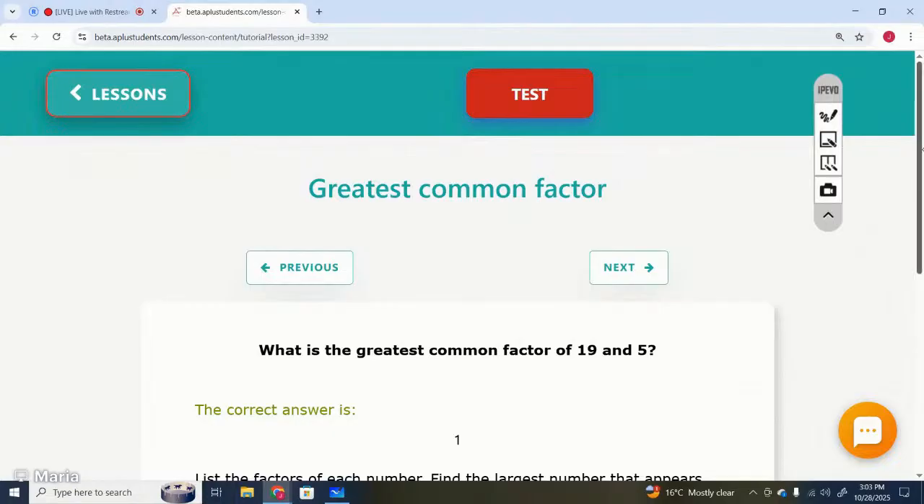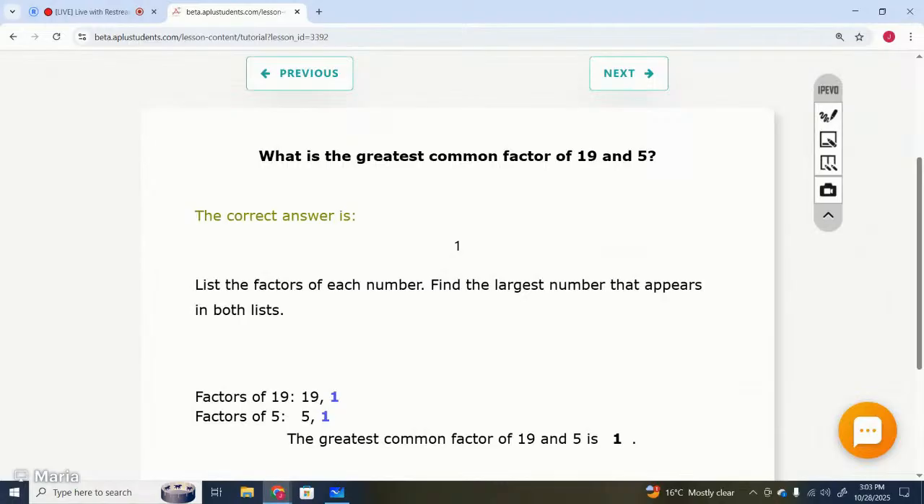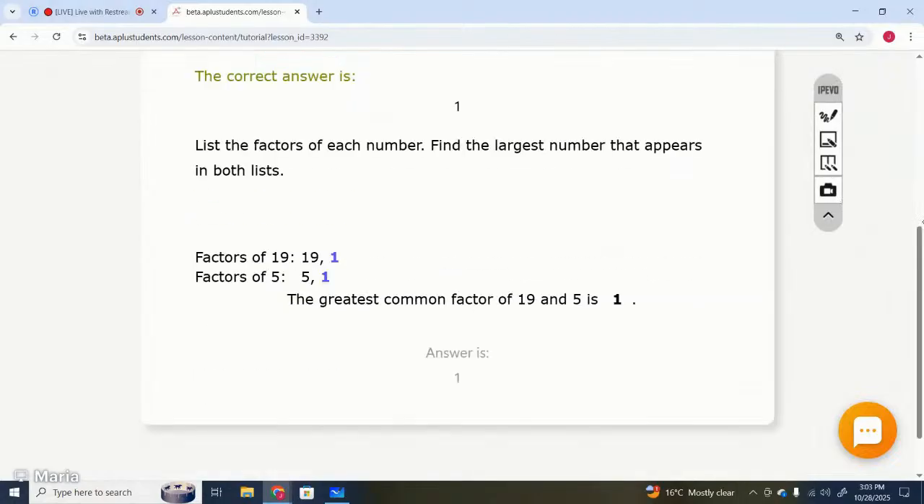What is the greatest common factor of 19 and 5? List all the factors of each number. Find the largest number that appears in both the lists. 19 is a prime number, so 19 has only two factors. They are 19 and 1. Also, you need to write down the factors of 5. 5 is also a prime number. So both the numbers have only one common factor, that is 1, right? Let's just start with the test questions.